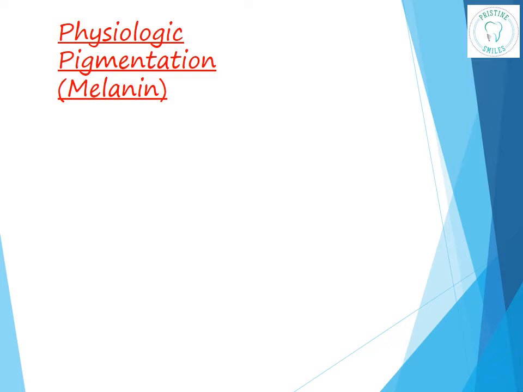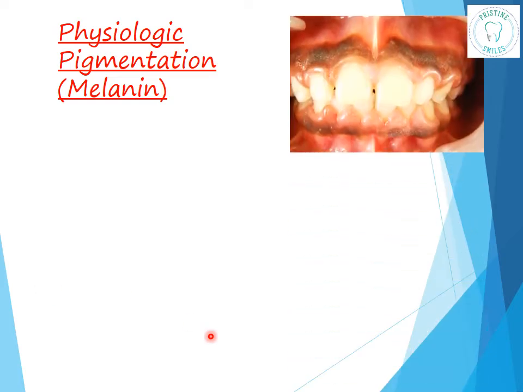Now not everyone has the coral pink gingiva. Many of us have some amount of pigmentation. This is the physiologic pigmentation. This is the melanin pigment. Melanin is a non-hemoglobin derived brown pigment and is responsible for the pigmentation of the skin, oral mucosa and gingiva. It is quite prominent in the dark complexioned individuals.